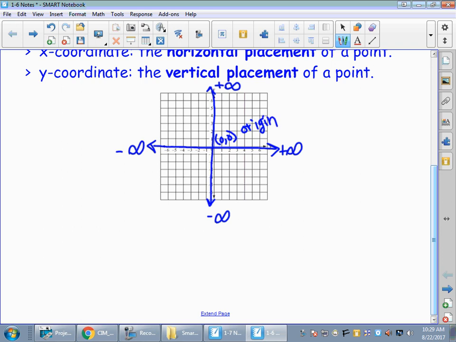So if I wanted to plot the ordered pair (3, -4), 3 is my x motion. I would go 3 to the right, and then I would go down 4. There's my y motion, and here's the ordered pair (3, -4). That's how you plot points on the coordinate plane. You don't have to draw the arrows, but the end result is moving 3 to the right and down 4.